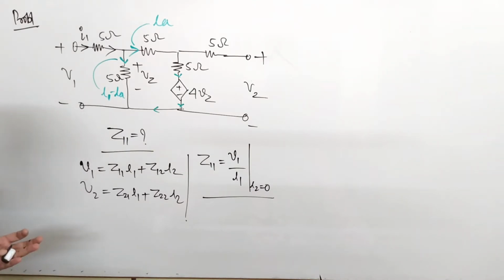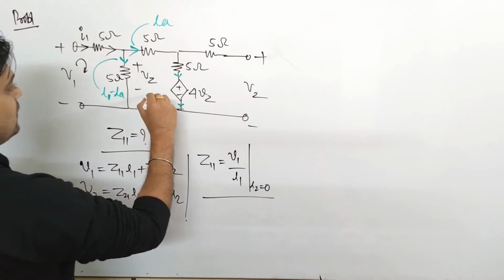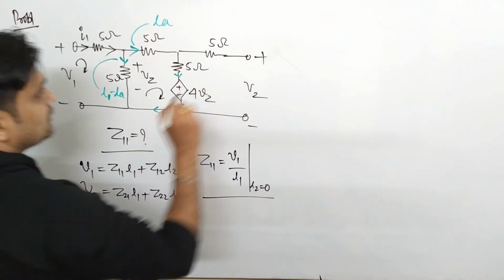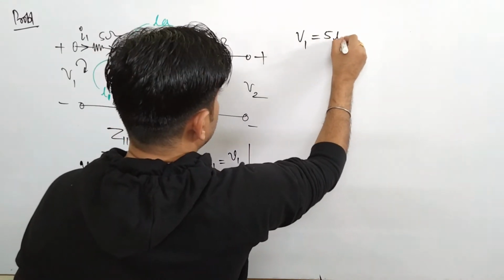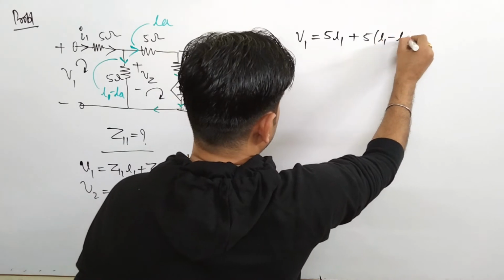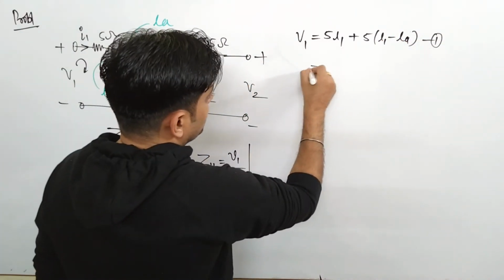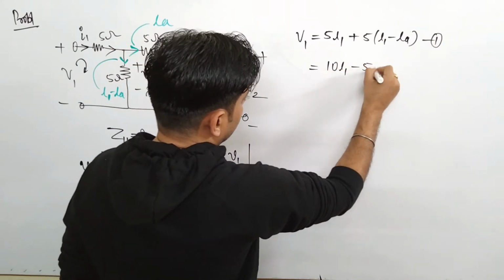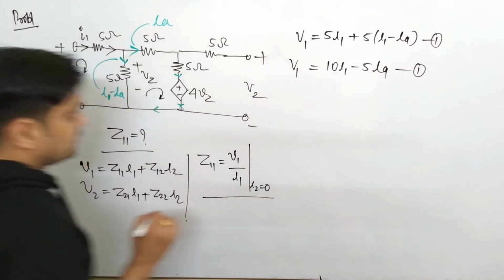So now can you apply the law of KVL and get the answer? Yes. How? See, one loop here and one loop here. If I write V1 is equal to 5 of I1 plus 5 of (I1 minus IA), say this is equation first. That comes to be 10 I1 minus 5 IA, and that is your V1. Say this is again equation first.